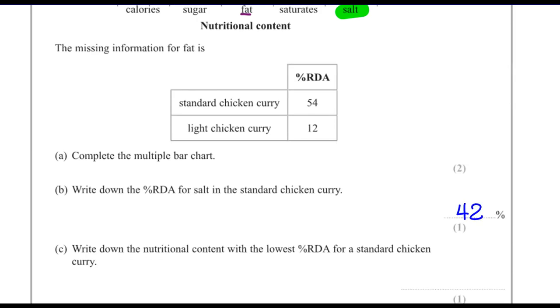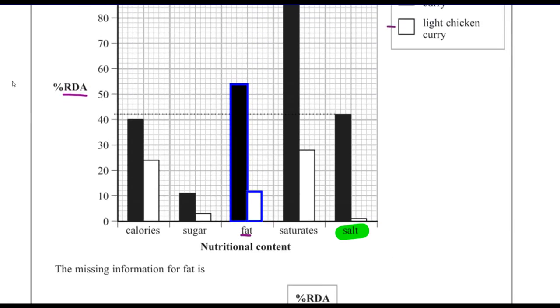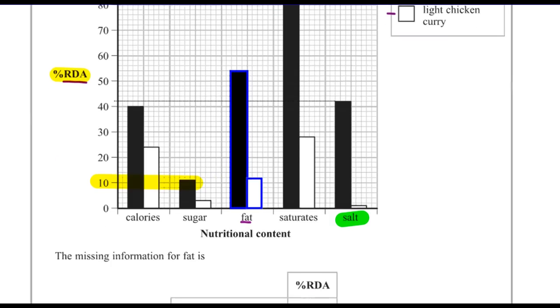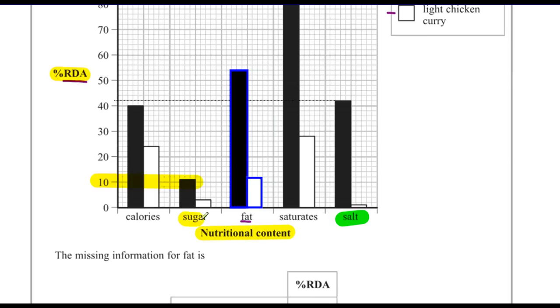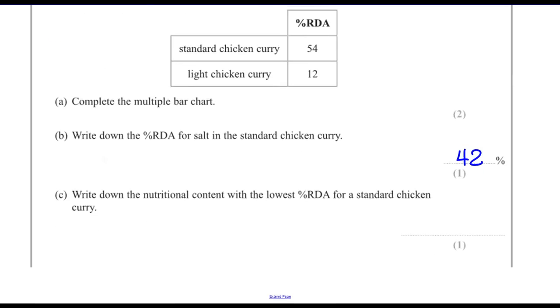Part C. Write down the nutritional content with the lowest percent recommended daily allowance for a standard chicken curry. Looking up at the bar chart again, all we want is the lowest bar. That will give us the lowest percent, because percent's going up the side. We can see here that the sugar is the lowest, and it's between 10 and 12, so it's going to be 11%, but it wants the nutritional content, so you're just going to write the word sugar for 1 mark. If you wanted to show off, you could put 11% as well, but there's no need. You would get the mark just for putting sugar.